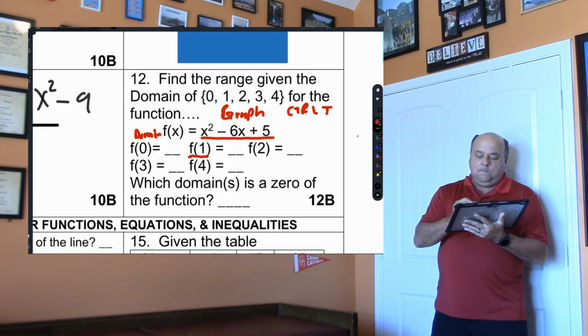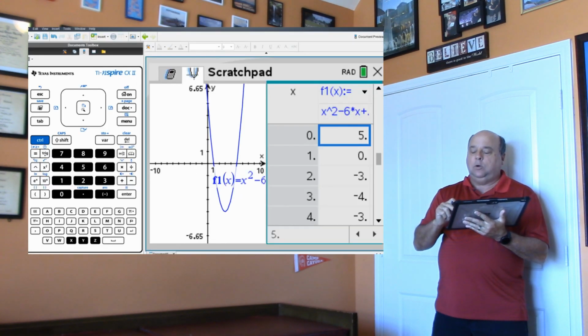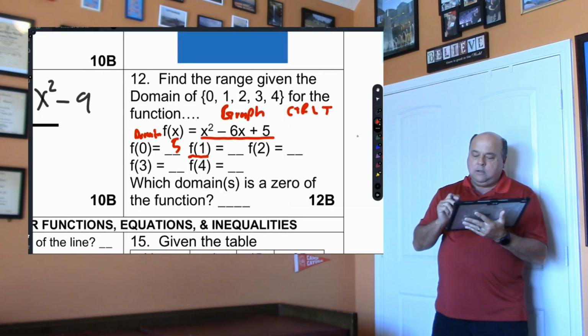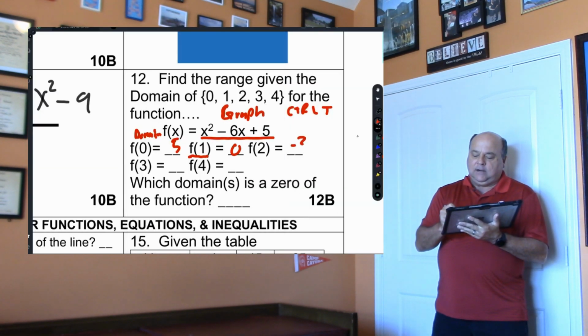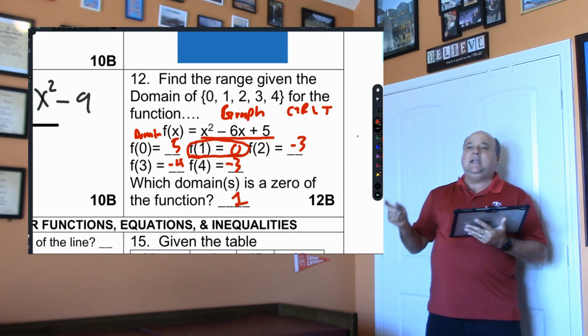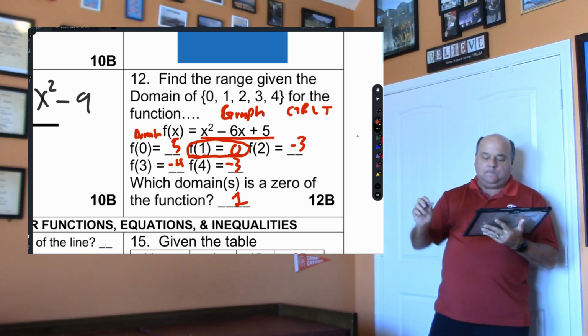So go to my paper. 0 is 5. At 1, I have 0, and then negative 3, negative 4, negative 3. So 0, negative 3, negative 4, negative 3. This right here is my 0. So if I input 1, I output 0, that's the x-intercept or a zero.